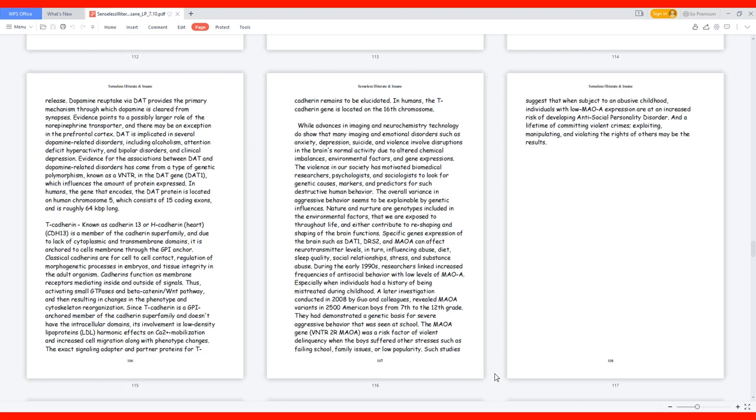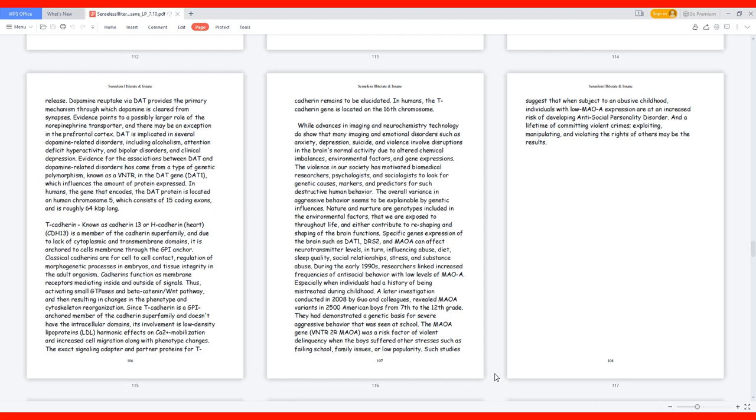T-cadherin, known as cadherin 13, H-cadherin, or CDH13, is a member of the cadherin superfamily, and due to a lack of cytoplasmic and transmembrane domains, it is anchored to the cell's membrane through a GPI anchor. Classical cadherins are for cell-to-cell contact, regulation of morphogenetic processes in embryos, and tissue integrity in the adult organism. Cadherins function as membrane receptors mediating inside and outside signals, thus activating small GTPases and the beta-catenin/WNT pathway, and then resulting in changes in the phenotype and cytoskeleton reorganization.